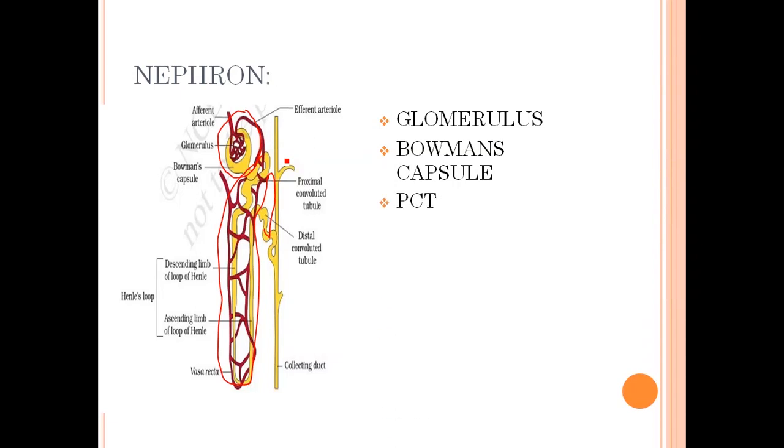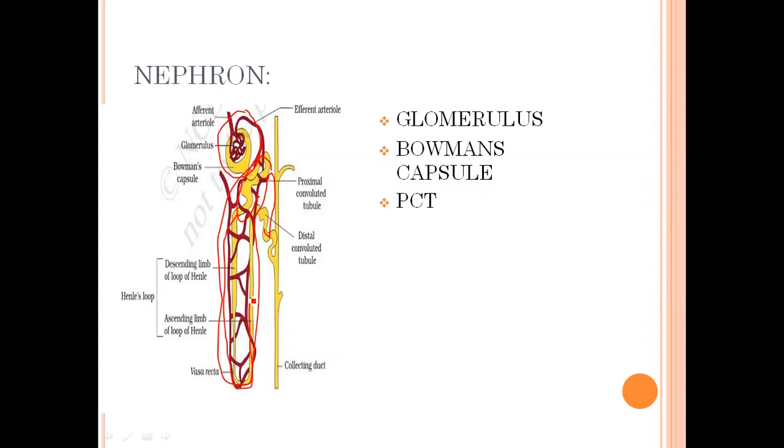Bowman's capsule leads to a coiled tubular part, that is the proximal convoluted tubule. In the diagram we can see that this is the proximal convoluted tubule. Convoluted means highly coiled tubular portion. So proximal convoluted tubule, this is the part to which the Bowman's capsule opens into. PCT leads to the Henle's loop. So this is the Henle's loop which is seen.